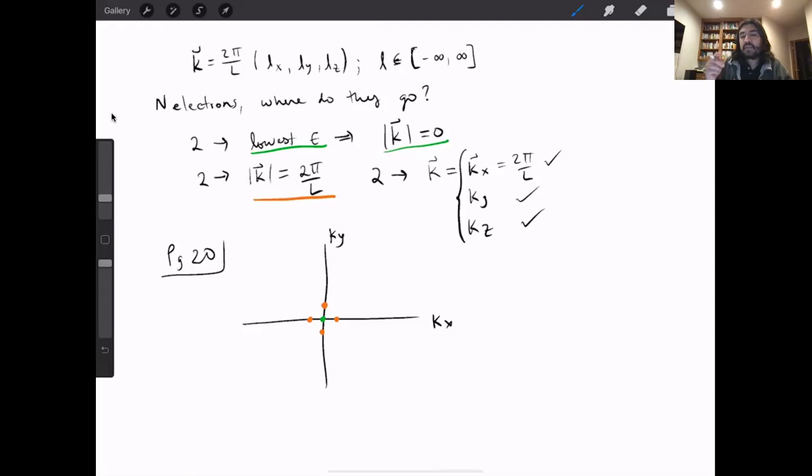So that means that I'm able to put not just 2 in 2 pi over L when the magnitude of K is 2 pi over L, but I can put it on all those points where the magnitude of K reaches that value. Does that make sense? Yes, no?